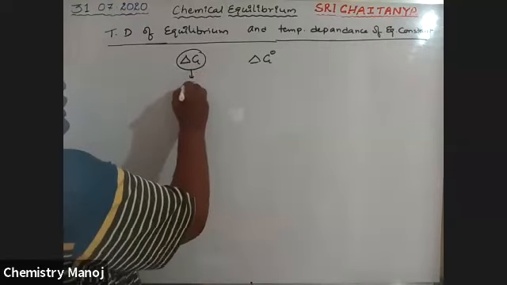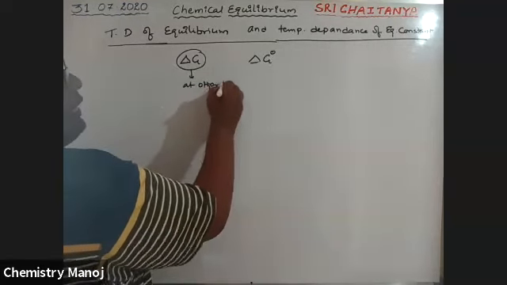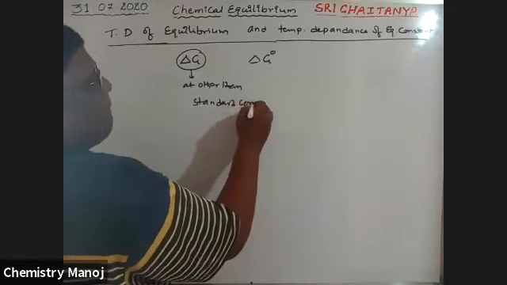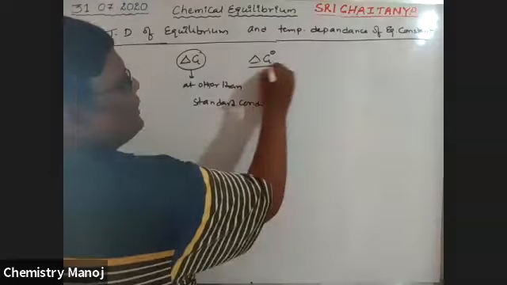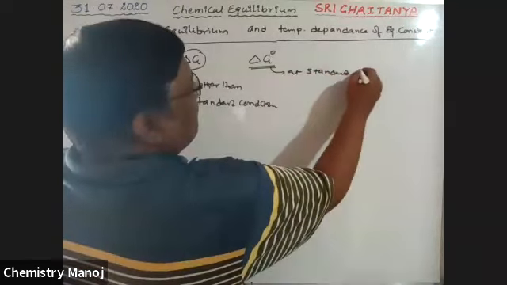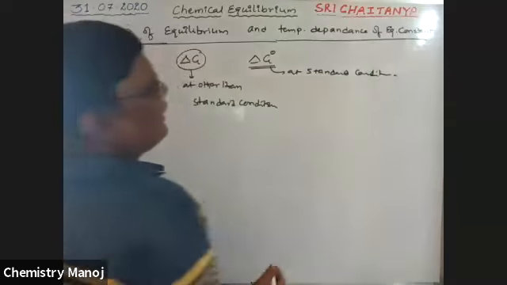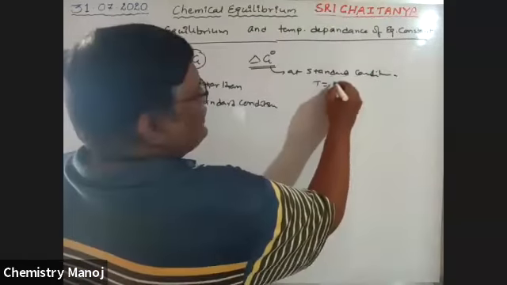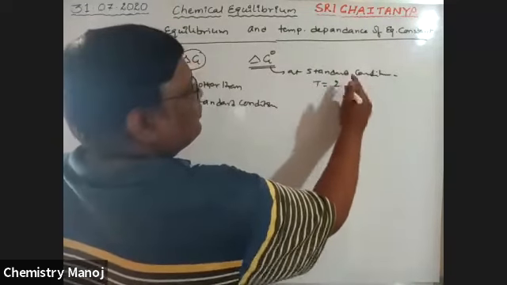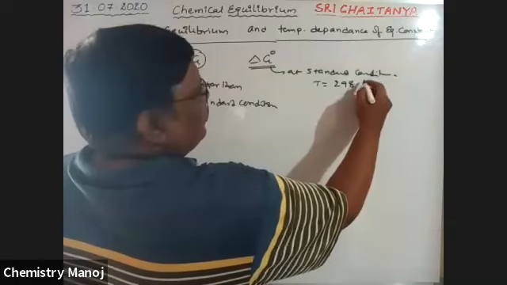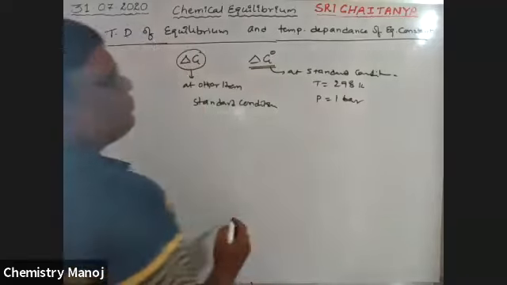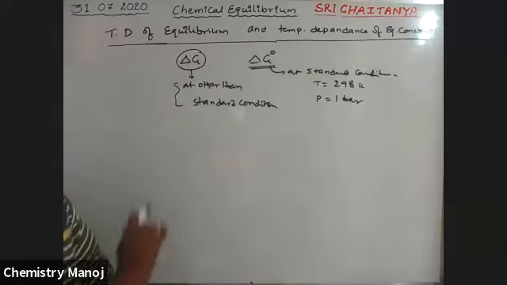So delta G is at other than standard conditions, but delta G naught is the value at standard conditions. At standard condition, temperature T is equal to 298 Kelvin and pressure P is equal to 1 bar. But these are at other than standard cases.